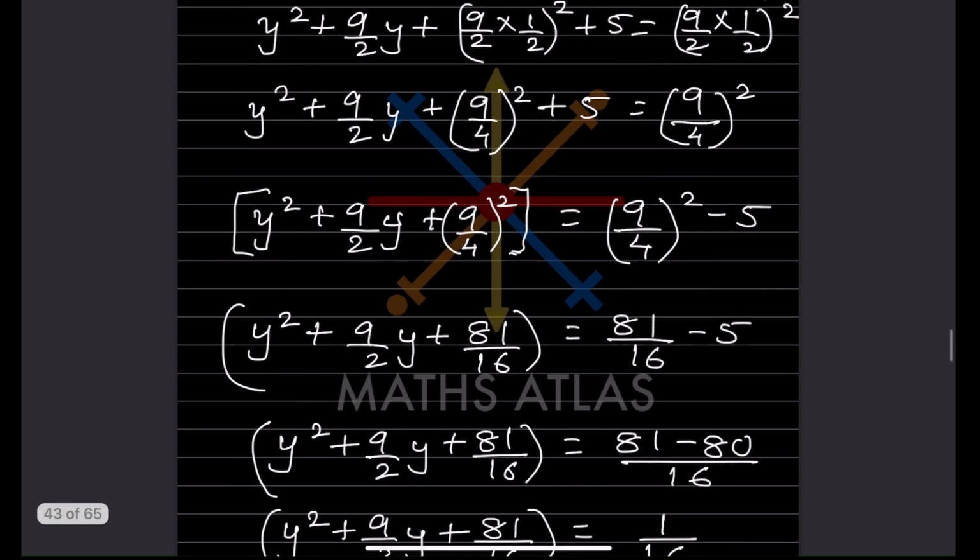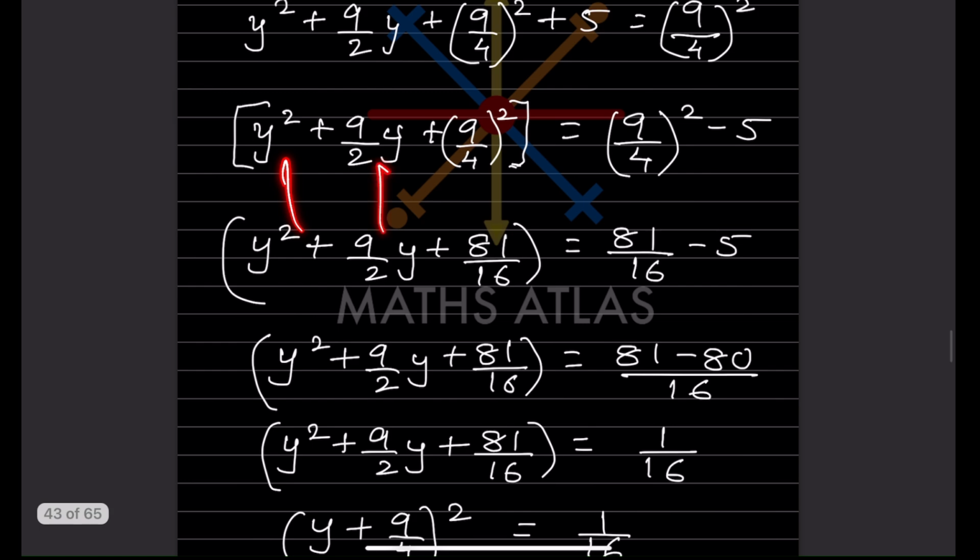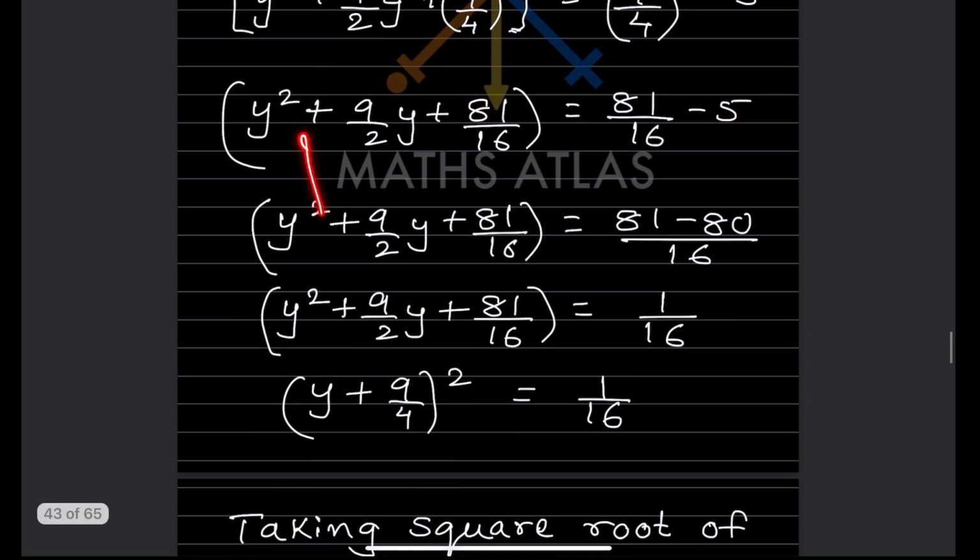Now, what we can do here, first thing, we will keep all the same. Only this plus 5 will go to the other side, that will be minus 5. So again, here we are going to keep the same. Here it will be 81 divided by 16 minus 5. Again, this is going to be the same. We'll solve the right hand side first. So 16 is the LCM. So what will you get here? 81 minus 16 times 5, that is 80, divided by 16. Again, this you are going to keep the same. This is going to be 1 by 16.